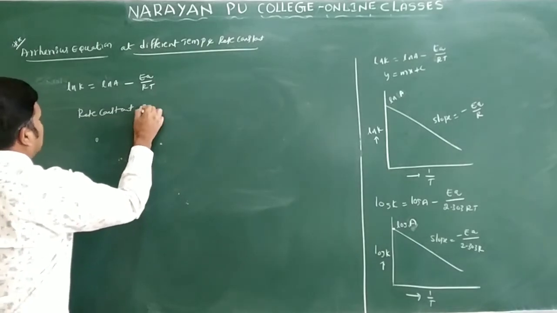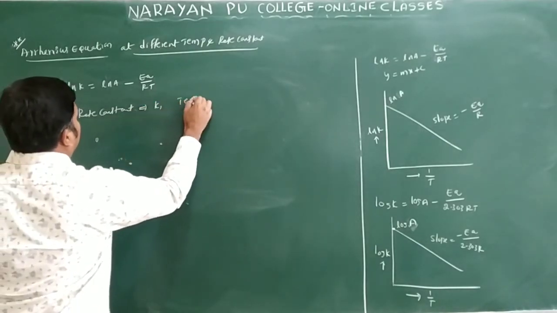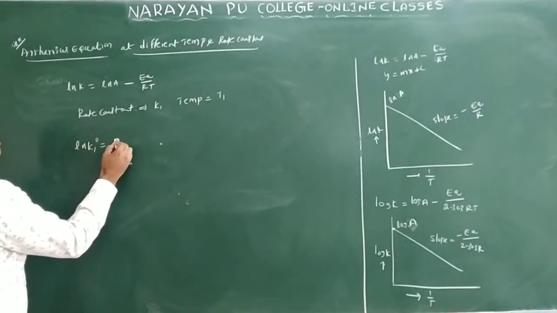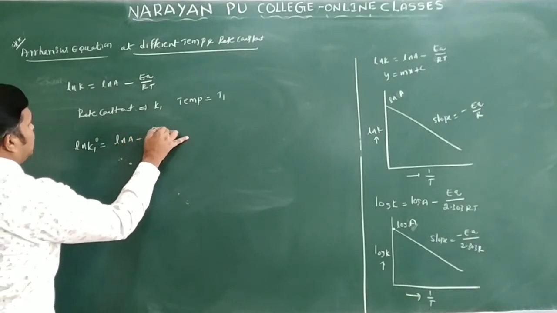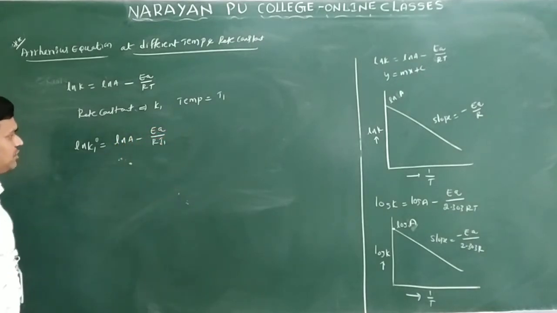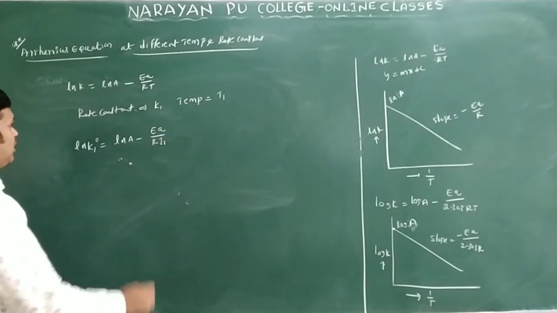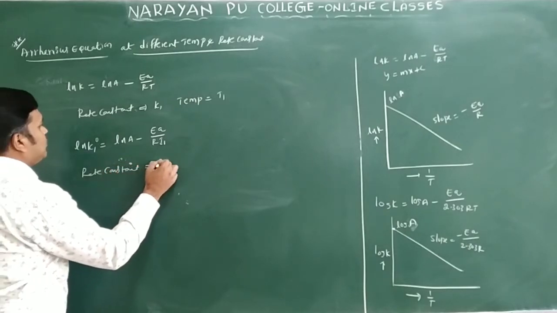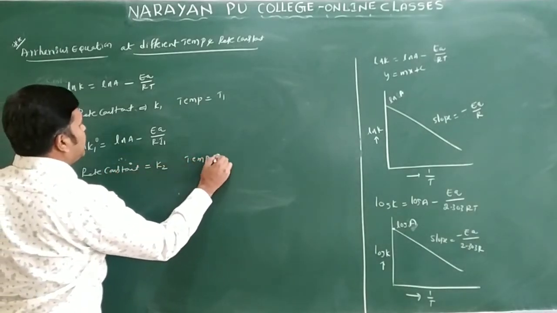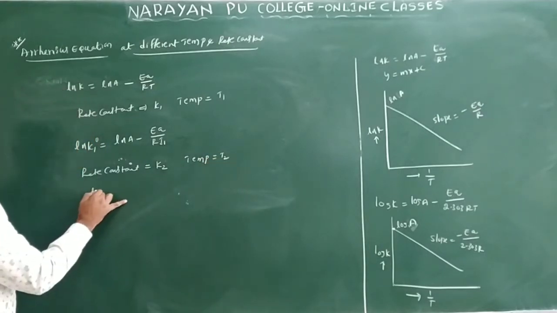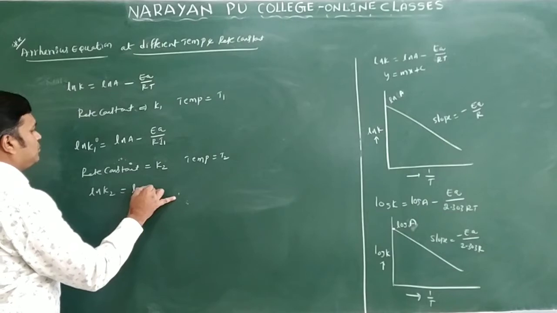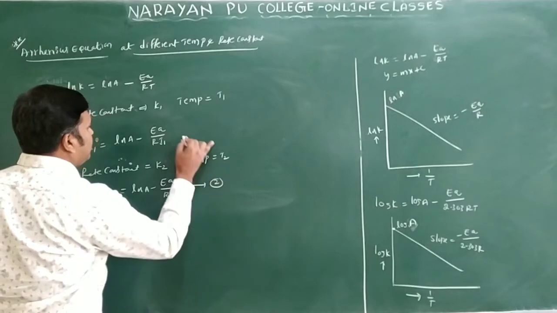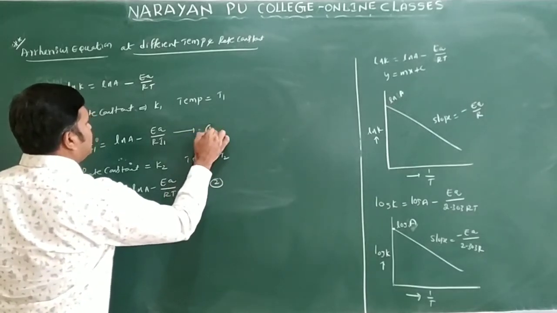Suppose I am writing here the rate constant is K1 and temperature is T1. Then what you will get here? Ln K1 is equal to Ln A minus EA by RT1. Now the rate constant changes to K2, and temperature is T2. Then you will get Ln K2 is equal to Ln A minus EA by RT2. You can take this as equation 2 and the earlier one as equation 1.